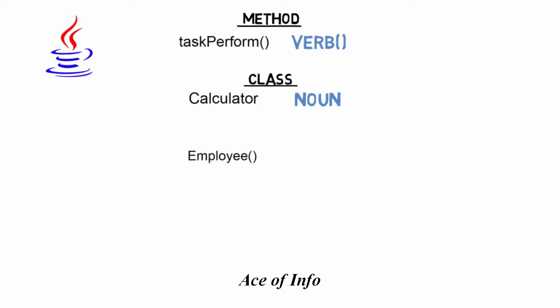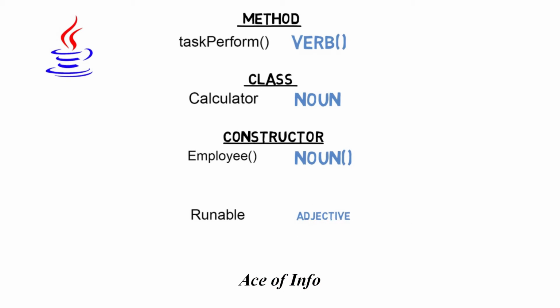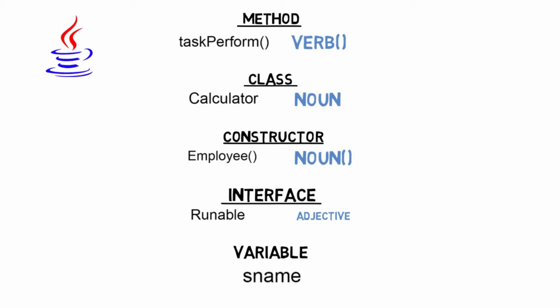Now take this one, Employee(). If you consider this name, it also looks like a class. It has the capital letter and it is a noun. But this one contains parentheses. So what can be a class name with parentheses? That is a constructor. Therefore this one is a constructor. Alright, now this one. It has "able" at the end, which means it is an adjective. When we name something in adjective form, it is an interface. Finally this one, sName. All letters are simple, so it should be a variable.